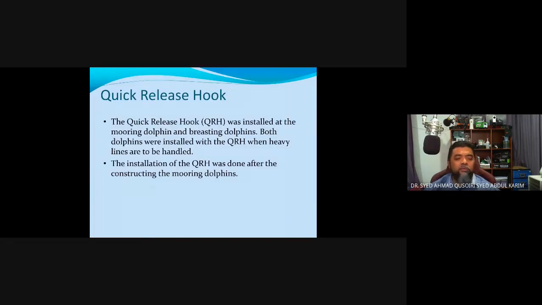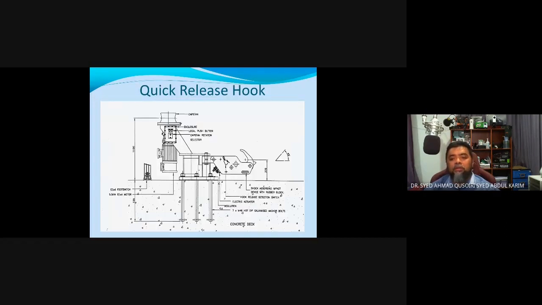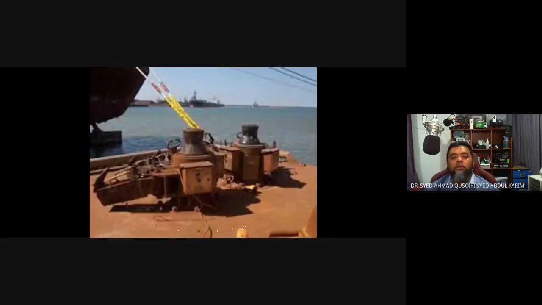Next is the quick release hook. Installed at the mooring dolphin and breasting dolphin. Both dolphins were installed with the QRH when heavy lines to be handled. The installation of QRH was done after the construction of mooring dolphin. So this is the example. Quick release hook, so that we can release the vessel quickly. Okay, so this is the photo.